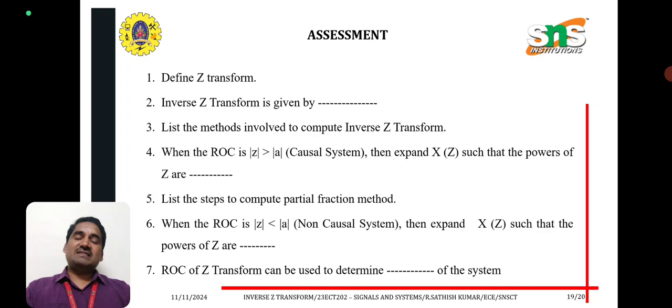When the ROC is modulus of Z less than modulus of a, a non-causal system, then expand x of Z such that the powers of Z are positive. The ROC of the Z transform can be used to determine causality and stability of the system.